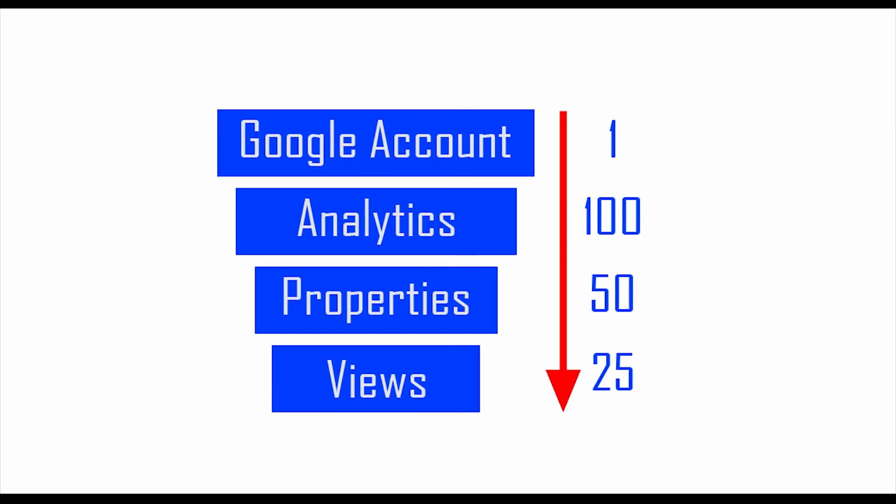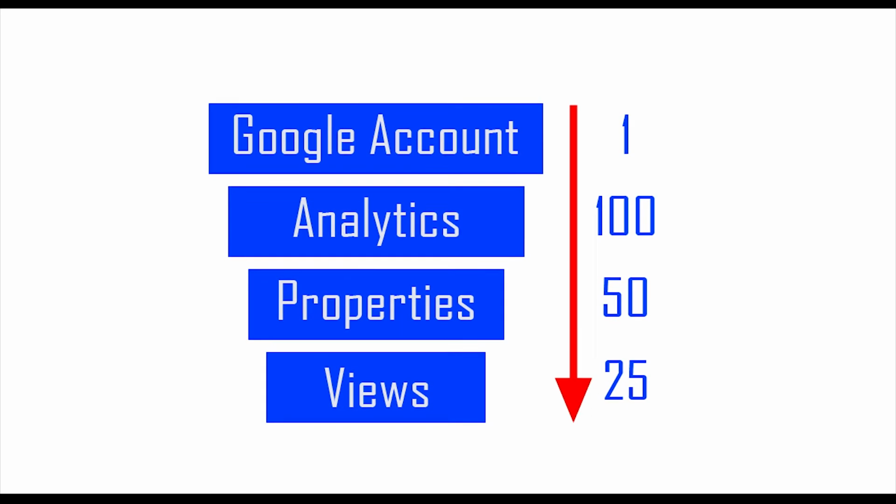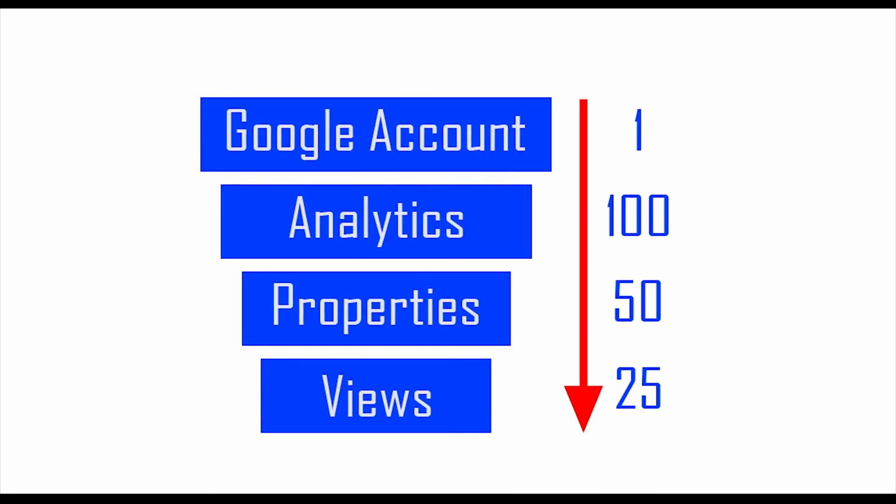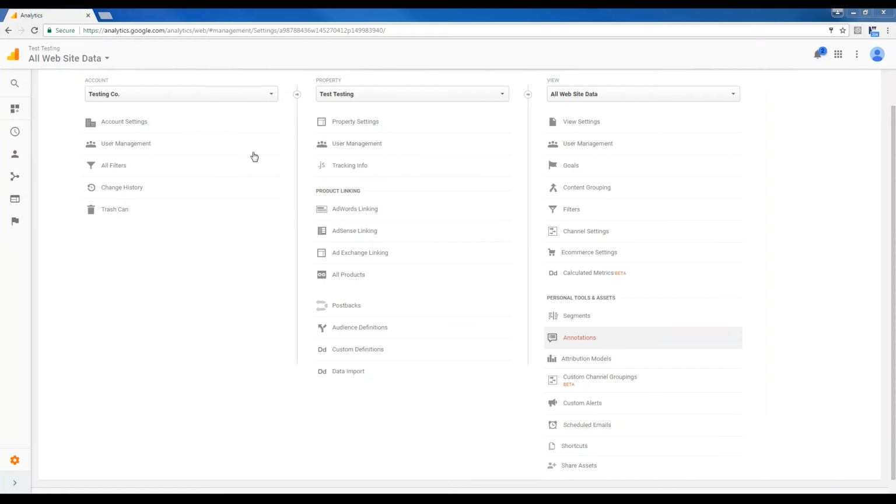Within a single Google account, you can have 100 analytics accounts, 50 website properties, and 25 views under each website property. By default, Analytics will create an all website data view, which serves as a raw view that contains unfiltered data. Creating additional views within Analytics allows you to filter out any of that unwanted traffic that's going to skew your data. For our basic setup here, we're just going to create two additional views, one named filter and the other sandbox.